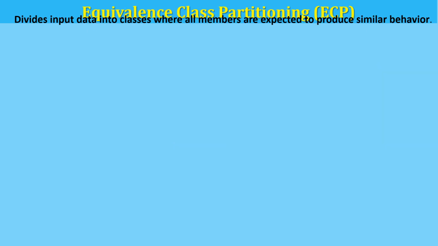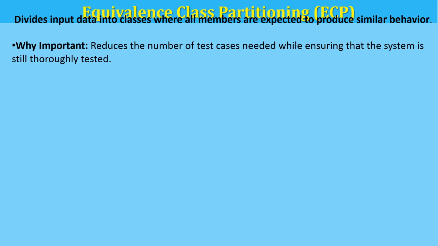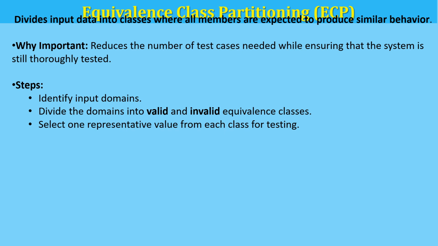Equivalence class partitioning. ECP simplifies testing by grouping inputs that are expected to behave the same way into equivalence classes. Instead of testing every possible value, ECP allows testers to choose just one representative from each class of input, significantly reducing the number of test cases while still achieving comprehensive coverage.